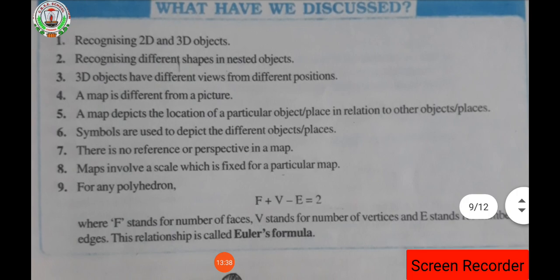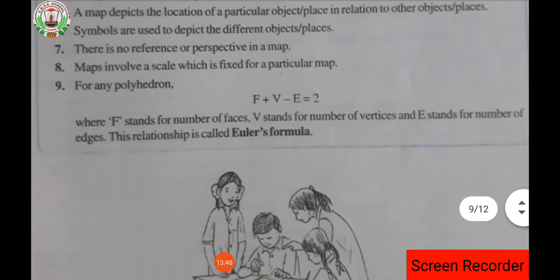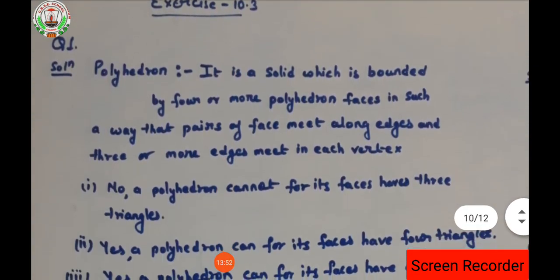So what we had discussed here: recognizing 2D and 3D shapes we have seen, and the most important thing from this chapter is Euler's formula. How to solve using Euler's formula, that will be through the questions, then it will be easier for you. Now 10.3, which you have to do in your copy, students. Please take out your copy and do it. Start writing 10.3 in your copy.